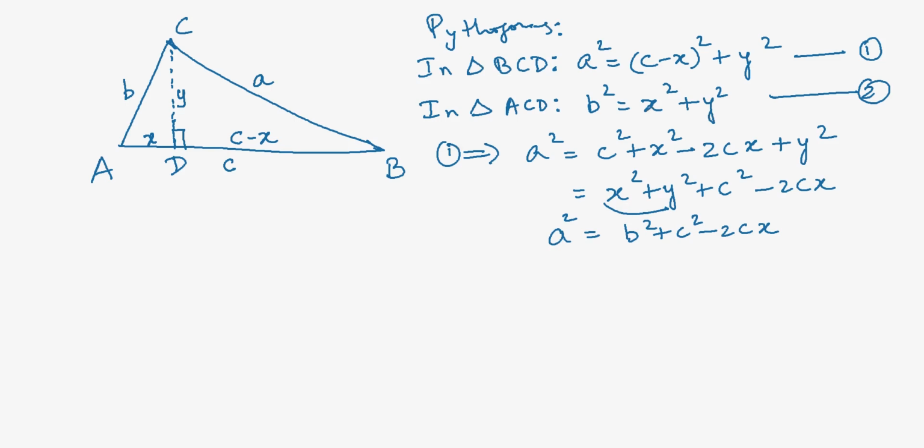So now, using only Pythagoras for a non-right angle triangle, this is a new Pythagoras. Do you get that? Normally Pythagoras is meant for a right angle triangle, where the hypotenuse squared is equal to the sum of the squares of the other two sides. Here we are saying something similar: a squared is equal to b squared plus c squared, but with a minus 2cx. Do you see that extra bit? This minus 2cx is the extra part, the area of the rectangle or something like that.